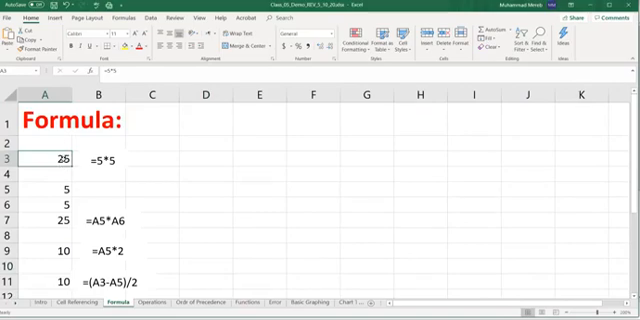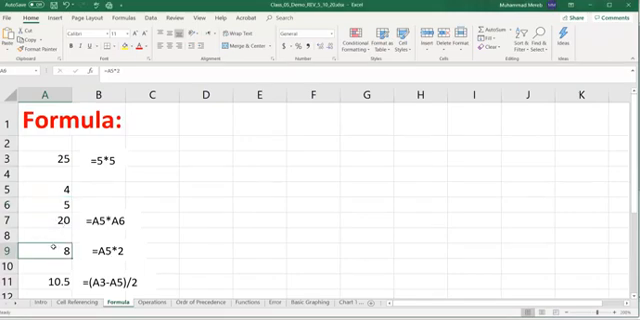If you just type equal 5 times 5, this is what you get: 25. That's just a simple formula. If cell A5 has a value of 5 and A6 has a value of 6, and you make a formula A5 times A6, you'll get 25. And if you change the value, let's say to 4, then it will update automatically.